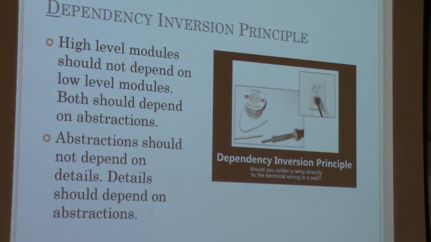And then finally, dependency inversion principle. Would you solder a lamp directly to the electrical wiring in a wall? You would not, right? You would use the plug. High-level modules should not depend on low-level modules. Both should depend on abstractions, and abstractions themselves should not depend on details. The details should depend on abstractions. So that is the way you go about it.